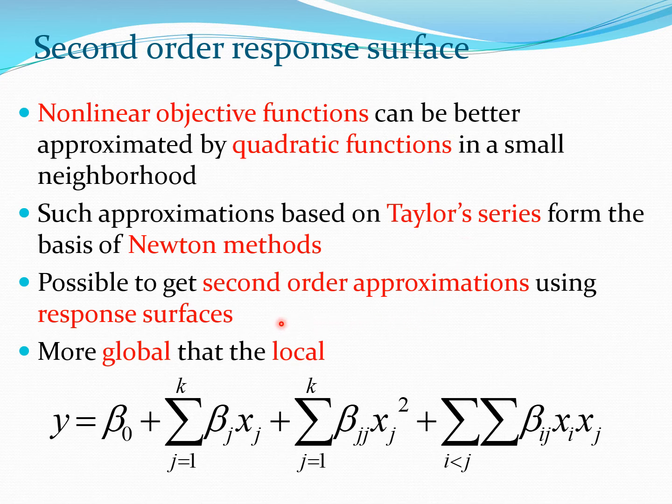So we would generally conclude that quadratic approximations are better for response surfaces, and they are more global than the local Taylor series approximation, because response surfaces tend to consider a larger span of the design space compared to the Taylor series. So again, recall that this was our quadratic response surface. It actually contains the linear response surface as a subset here, the beta 0 and the sigma beta x terms, but it also has the quadratic terms here and the interaction terms here.